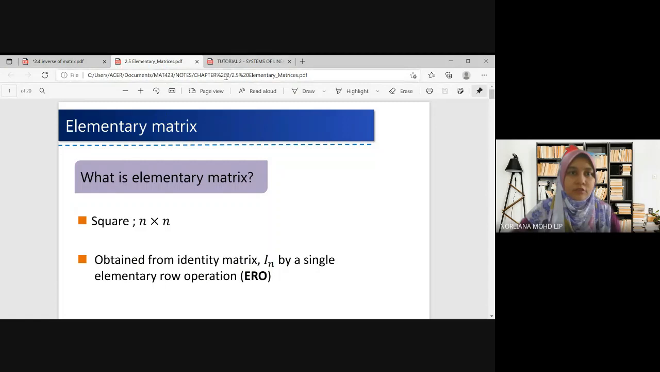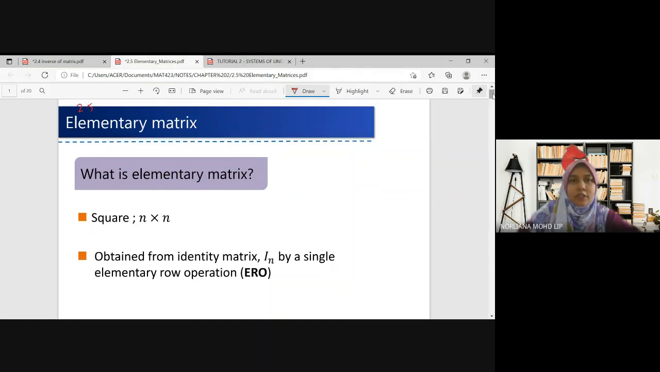Okay, now let's look at the tutorial example. The elementary matrix, section 2.5. What is the elementary matrix? There are two characteristics for an elementary matrix. The first one, an elementary matrix is a square matrix, for example, size n by n. We have a 2 by 2 matrix or 3 by 3. It is a square matrix.